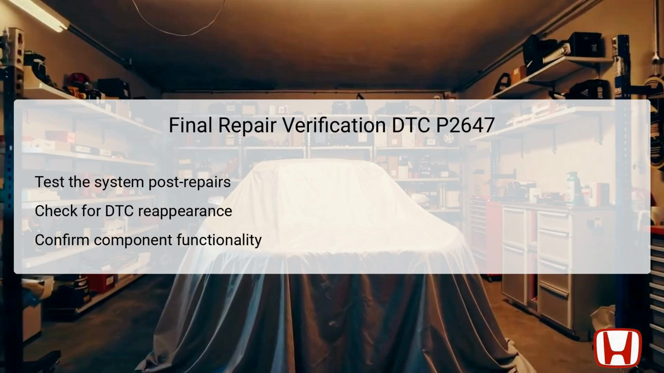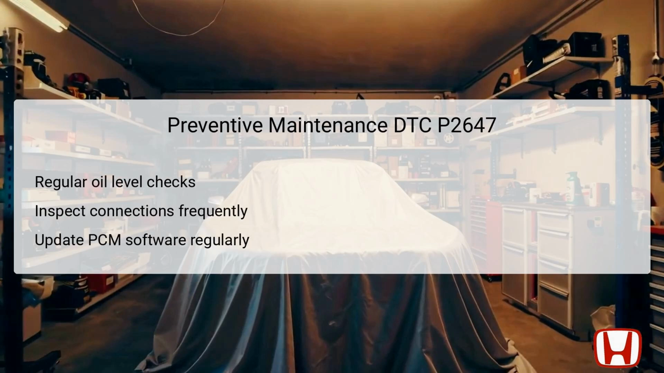During this verification, check both the functionality of the replaced components and the integrity of all connections that were inspected or repaired in the troubleshooting process. Any reappearance of DTC P2647 indicates that further investigation is required, potentially revisiting earlier troubleshooting steps to ensure all areas have been thoroughly addressed. Preventive maintenance plays a crucial role in reducing the likelihood of encountering DTC P2647 in the future.